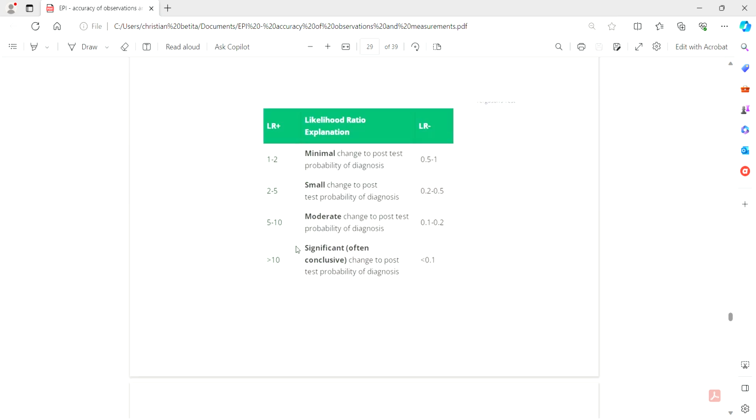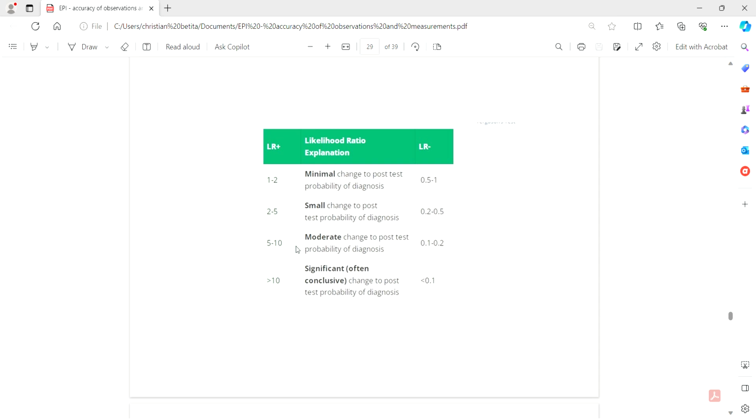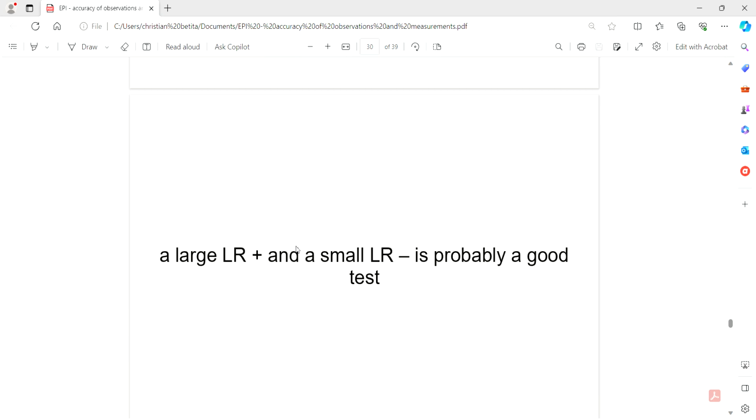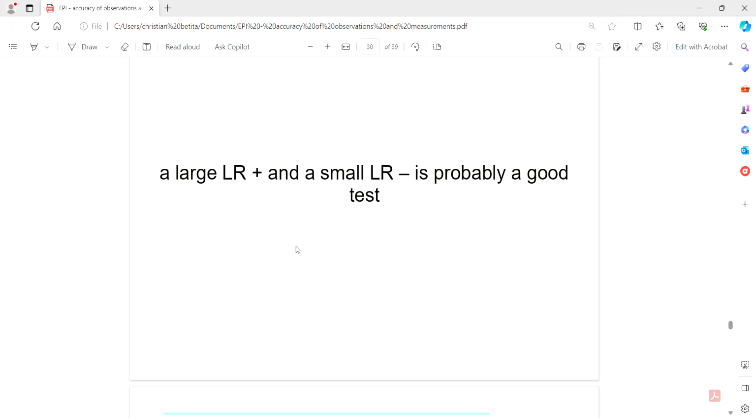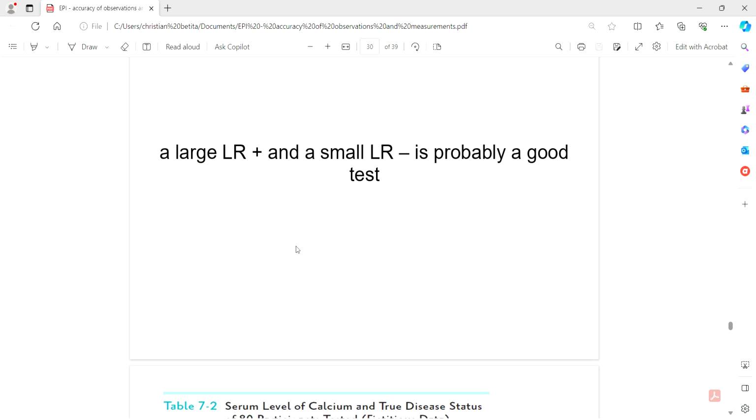Okay, and this is how we interpret the likelihood ratios. For positive likelihood ratios, a value of more than 10 is a significant and often conclusive change. For the negative likelihood ratio, on the other hand, a value of less than 0.1 is significant. A large positive likelihood ratio and a small negative likelihood ratio is probably a good test.